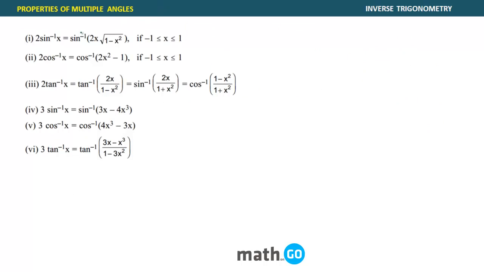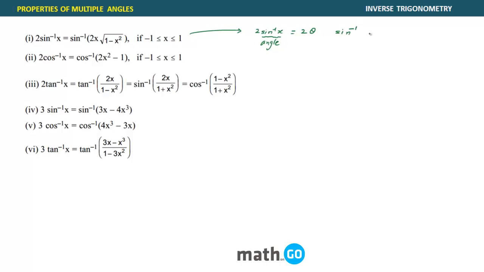So now let's do the next set of properties, which is properties of multiple angles. For example, let's take the first one, that is 2 sine inverse x. Why I am saying this multiple angle is because I know that sine inverse x is nothing but an angle, right? It is theta. So actually what is being asked is 2 theta. This is what you can interpret it. So if you want 2 sine inverse x in terms of sine inverse only, just write the formula of sine 2 theta. So what will be sine 2 theta? Sine 2 theta is 2 sine theta cos theta.